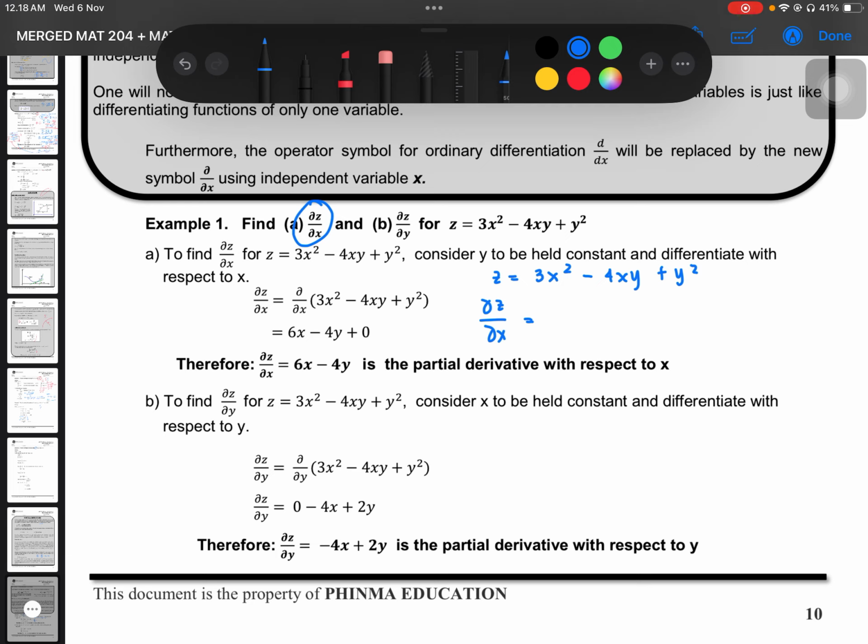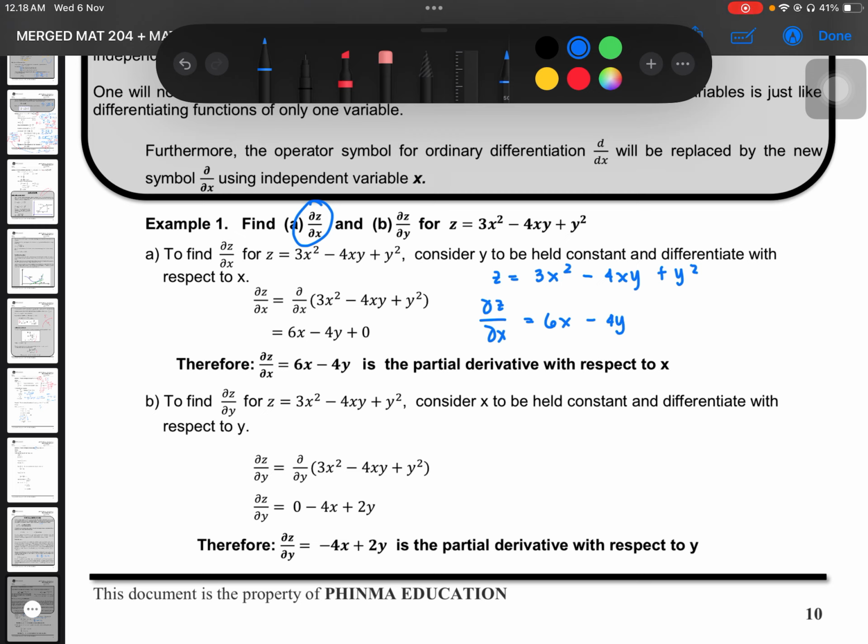So, this is 3x squared, this is x, may x. So, ibig sabihin, pwede tayo mag-derivative. Derivative ng 3x squared is 6x. Minus, okay, 4xy, magkasama sila, ma'am. So, ang gagawin natin dyan, we consider y as constant. So, ibig sabihin, 4y is constant.